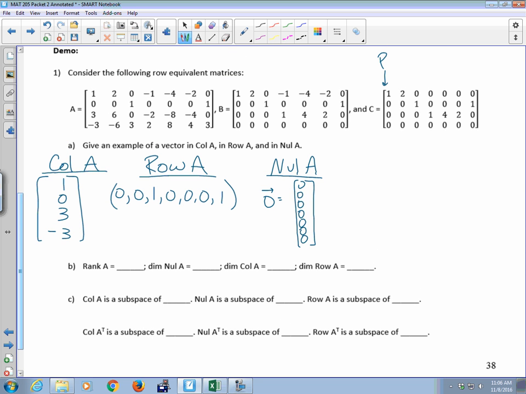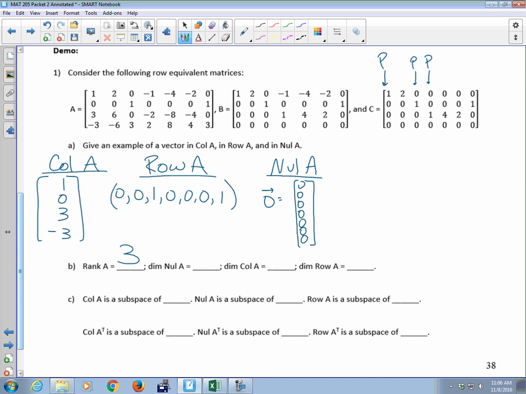The number of pivot columns. So I've got pivot, pivot, pivot, and that's it, right? I have 3 pivot columns. So those 3 columns from the original A would form a basis for the column space, which means that I have 3 vectors in the basis, so the rank is 3.